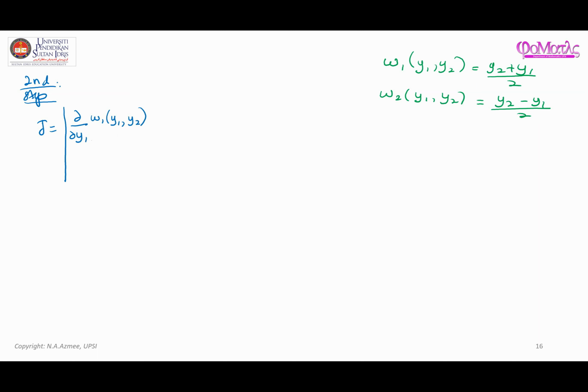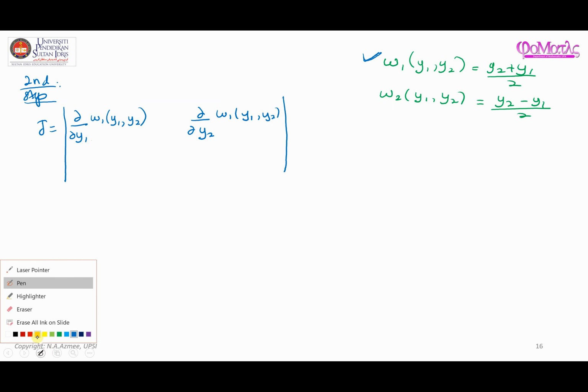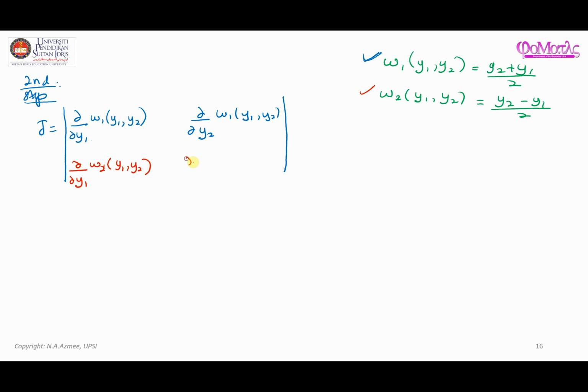And then we're going to look at the same function, but differentiate it with respect to y2. Okay, so this is for the first part. Then we're going to consider the second part, the second function, w2. Differentiate it with respect to y1 first, and then take the same function and differentiate it with respect to y2. Okay, so that's the process that we're going to do now.